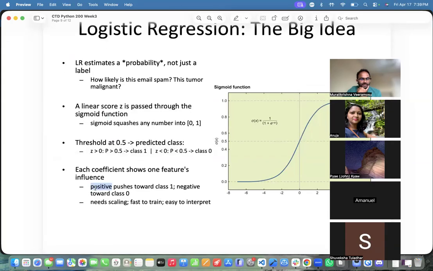For positive, the value should be close to 1. For negative, the value should be close to 0. Based on the probability, it will classify whether positive or not, right? If it is greater than 0.5, then it's positive. If it is less than 0.5, then it's negative.